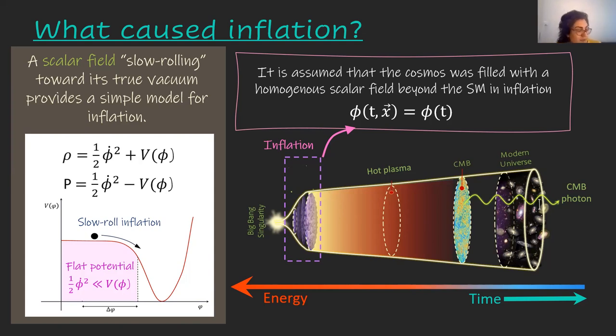So as I said, if you have something like this one, inflation actually, you have a scalar field that moves towards its true vacuum. Then at some point it's almost a flat potential, and it can give you such a thing. Another idea that I'm going to tell you about is that recently people are taking gauge fields in inflation more seriously.